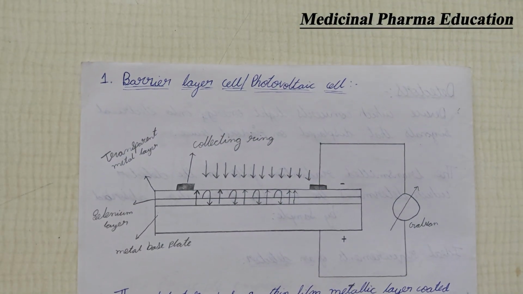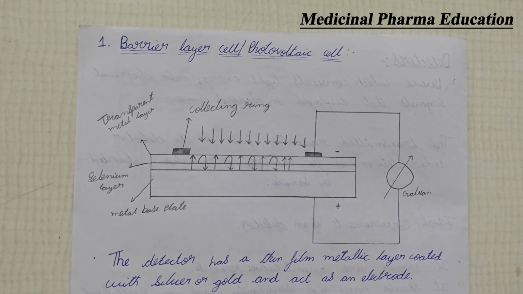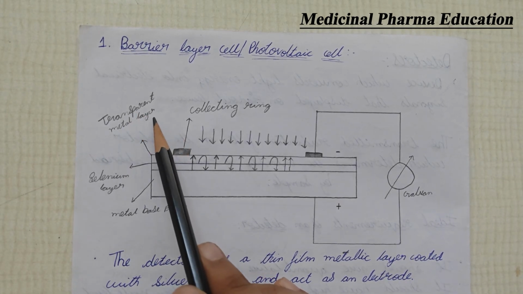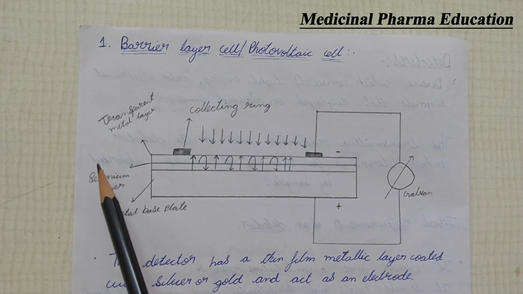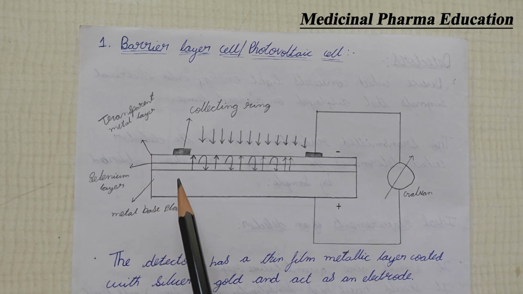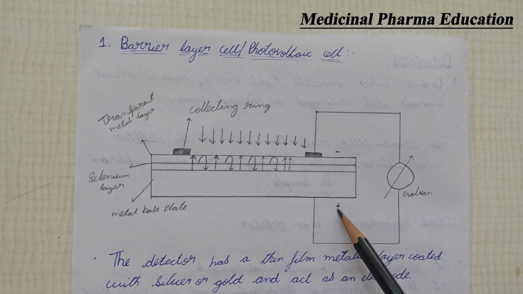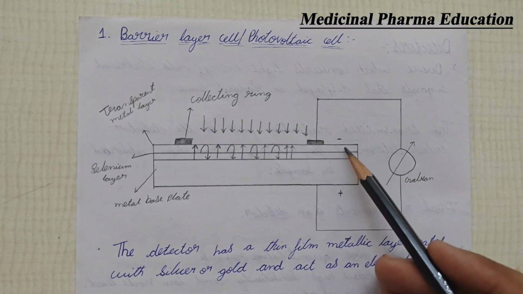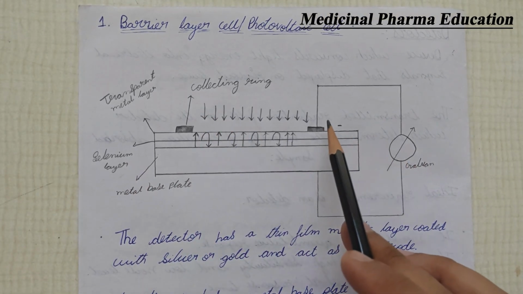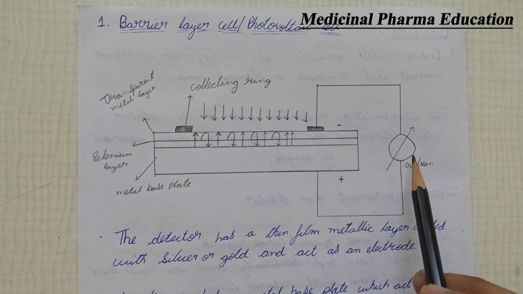barrier layer cell. I'll explain the diagram, then I'll explain the mechanism. Firstly, it contains a transparent metal layer, which acts as one electrode. Then a silicon layer sits between the transparent metal layer and the metallic base plate, which acts as the other electrode. You can see this is the negative electrode and this is the positive electrode, and the separating layer between them is the silicon layer. It is a collecting ring, and the first electrode is connected to the galvanometer and the second electrode is connected to the galvanometer.